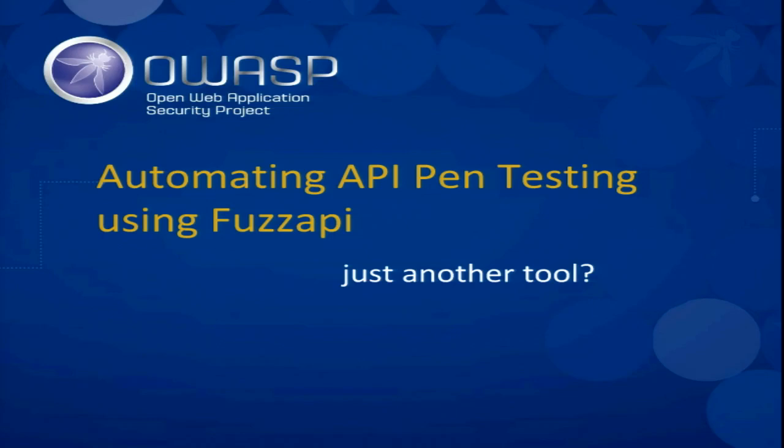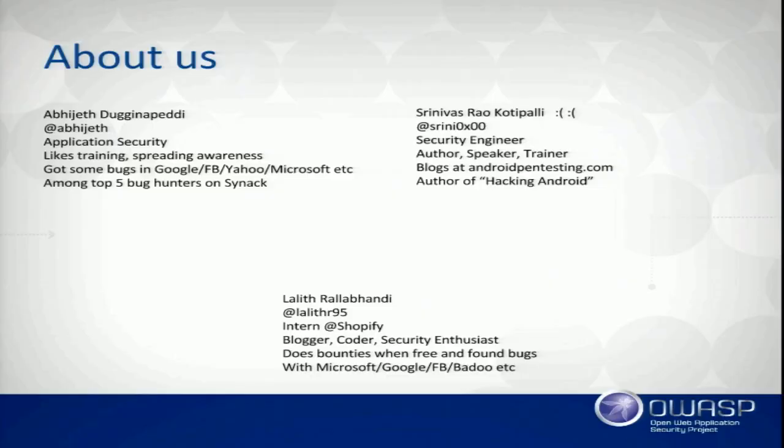But that's okay. Cool. So our talk is on automating API pen testing using fuzzapi. fuzzapi is our tool name. And as the tagline says, it's probably just another tool that's going to help you do penetration testing or write some secure code.